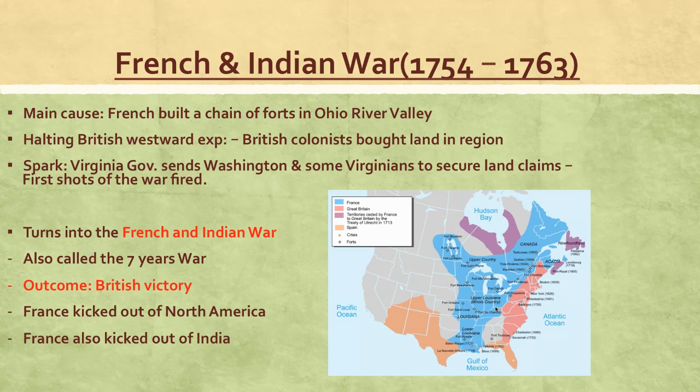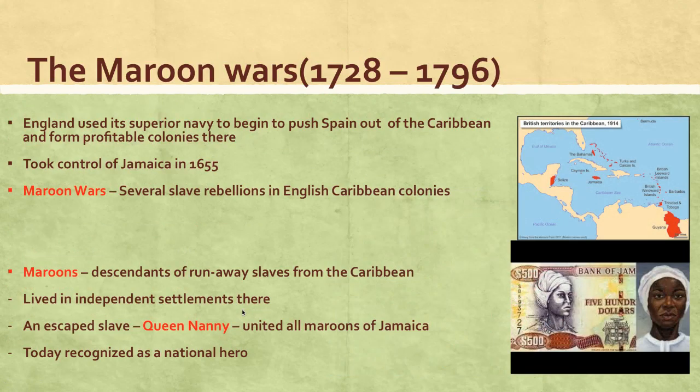And the long-lasting impact of this is that France is completely kicked out of North America. France is no longer on the continent. They're also kicked out of India as the British win a huge victory in this war. And the British are now going to start to kick the Spanish out of the Caribbean. And they used their navy to push Spain out of Jamaica, which was a very profitable sugar colony at the time. But the English then inherit the problems that the Spanish were having with the indigenous peoples, both the indigenous peoples and slaves.